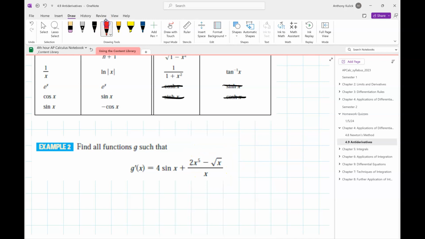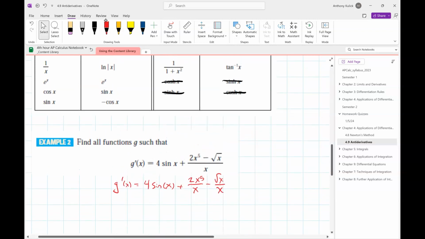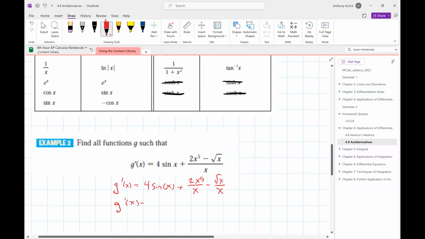So what we should do to start is, instead of writing that as a single fraction, what if I write it as 2 fractions with a common denominator? What's the advantage of me writing it this way? I can now reduce those 2 separate fractions because they're monomials, right? So 2x to the fifth over x just turns into 2x to the fourth. And square root of x over x turns into x to the negative half.